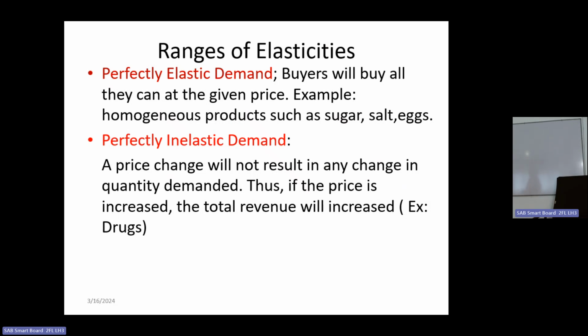So buyers will buy as much as they can at a given price, right? There is no limit. They can buy at a given price. That is for homogeneous products.